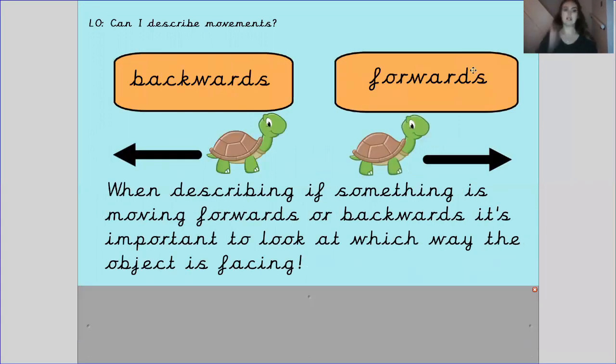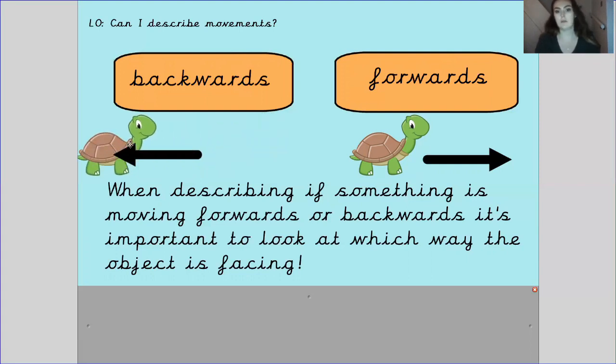Our next keyword is backwards. Backwards. And we also have forwards. Forwards. When describing if something is moving forwards or backwards, it's important to look at which way the object is facing. So our turtle here is moving backwards because he is not facing in the direction he is moving. Whereas our turtle over here is moving forwards because he is facing in the direction that he is moving.